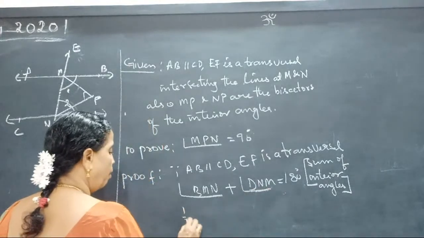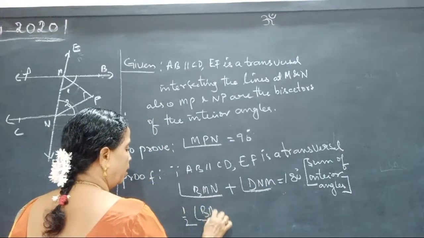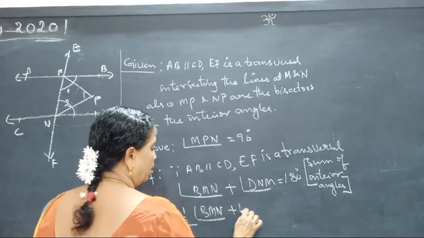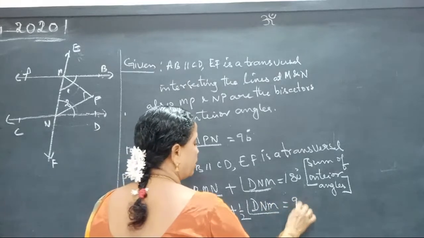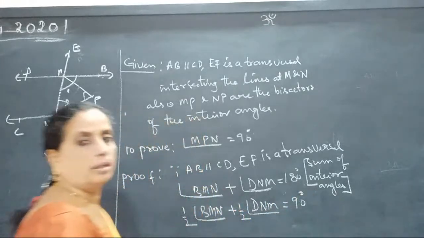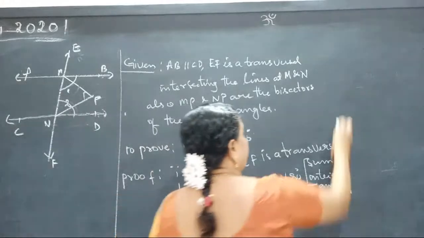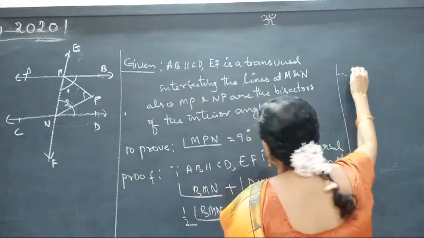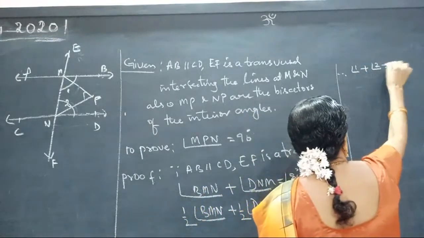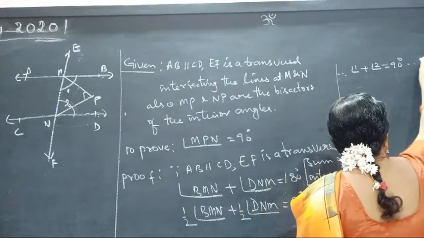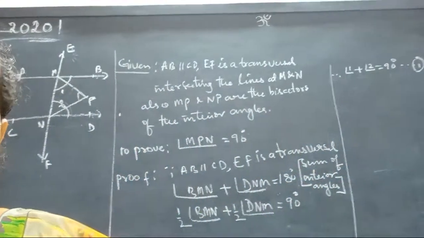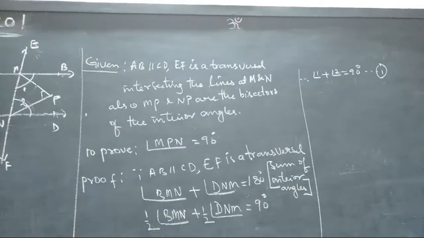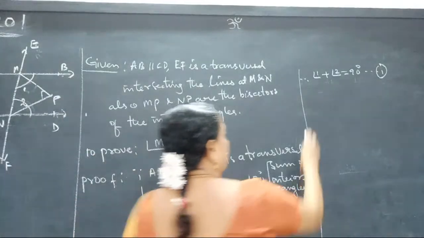Next, half of angle BMN plus half of angle DNM equals 90 degree. Since they are the bisectors, we can take the result. Therefore, angle 1 plus angle 2 equals 90 degree, result 1. Because MP and NP are the bisectors, so we can take half of the angle is 1, half of the angle is 2. Okay.